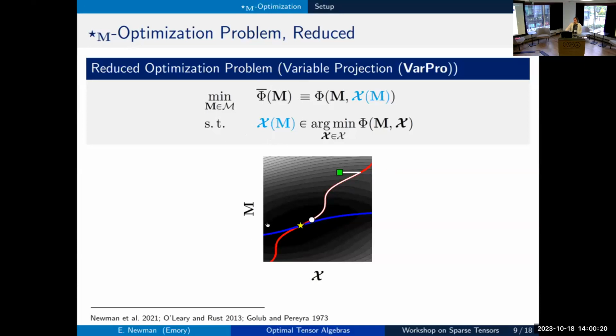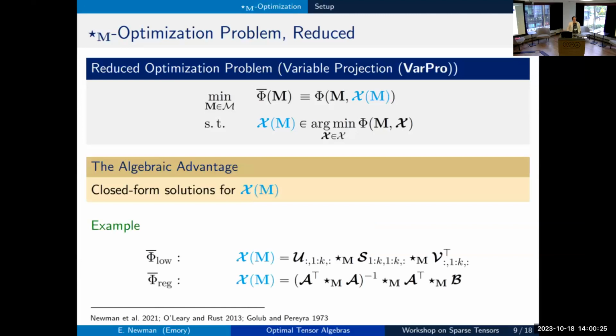So can we do this in this framework? Well, we have an algebraic advantage. We actually have a closed form solution for this representation X. Namely, X could be the truncated t-SVDM, or maybe something like the solution to the normal equations in some sense. So we know how to solve this inner optimization problem. How are we going to solve the outer one? How are we going to actually optimize M?